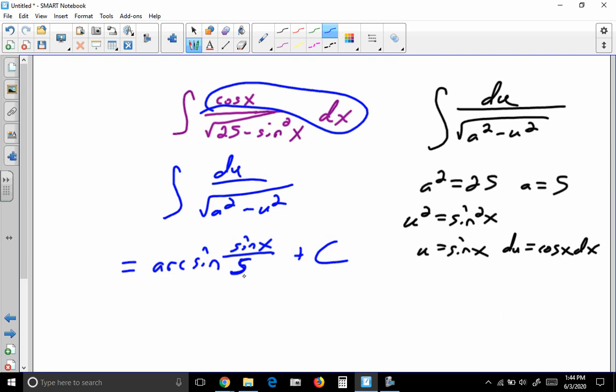Now, if we didn't have this 5 here, then inverse sine of sine would undo each other because that's the composition of inverses. But since we have that 5 there, we can't just simply pull that 5 out, or we can't divide that letter by 5. That doesn't quite work.